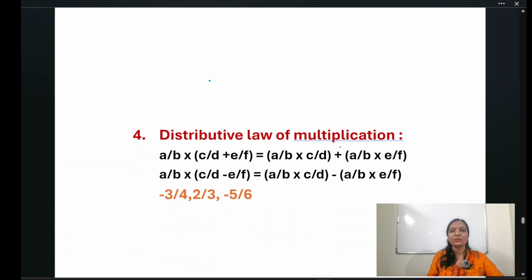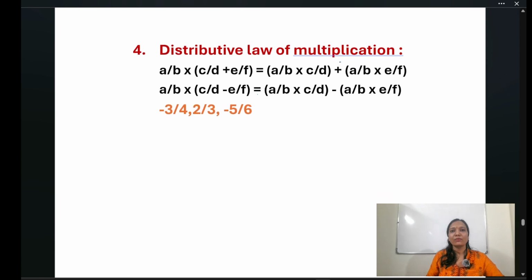Next come to distributive law. Distributive law of multiplication. See, here I have written two types. Okay, one is a by b into c by d plus e by f is equal to a by b into c by d plus a by b into e by f. Next, a by b into c by d minus e by f within bracket is equal to a by b into c by d minus a by b into e by f.